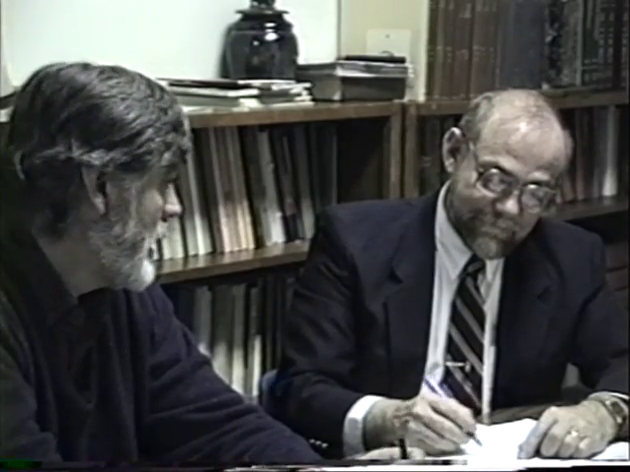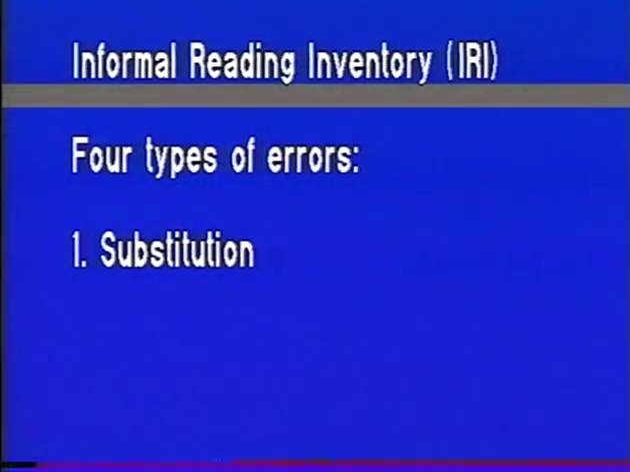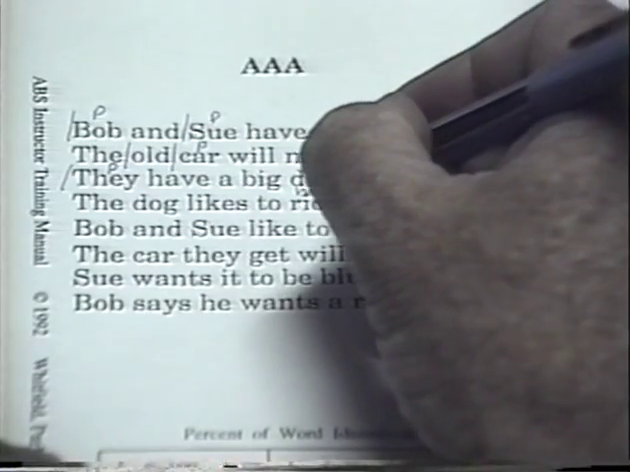There are 4 types of errors to be aware of while administering the informal reading inventory or during the monitoring of regular reading activities. The first kind of mistake to indicate is a substitution. In a substitution, the learner substitutes a different word for the one that is printed. When this happens, simply write the substituted word above the word missed.